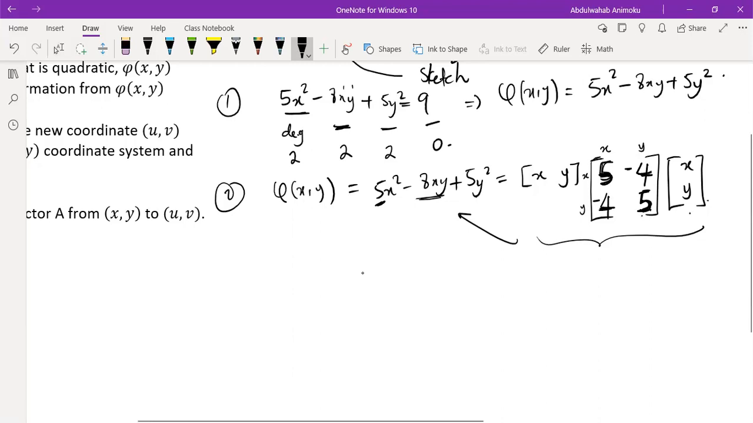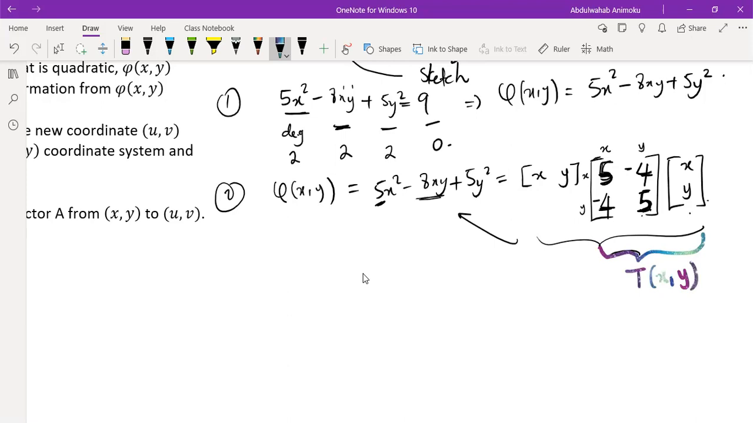Of this multiplication, so let me just use a different... We can look at this part of this multiplication and call this T of x, y, which is the transformation we are talking about. At this juncture, if you haven't watched the previous videos in this linear transformation series, make sure you do, because there I explained how we can look at a transformation through the lens of a matrix. And that's exactly what we're going to do with this particular problem.